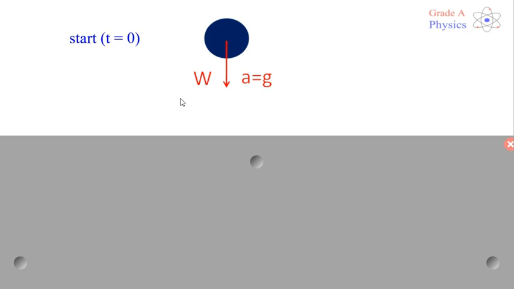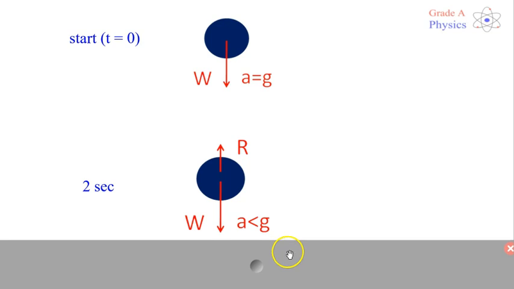So here we've got the maximum resultant force. So the acceleration is as big as it can possibly be, which is equal to g, which is 9.81. Now already that's a counterintuitive idea. Maximum acceleration with zero velocity. It sounds back to front, but that's absolutely what happens.